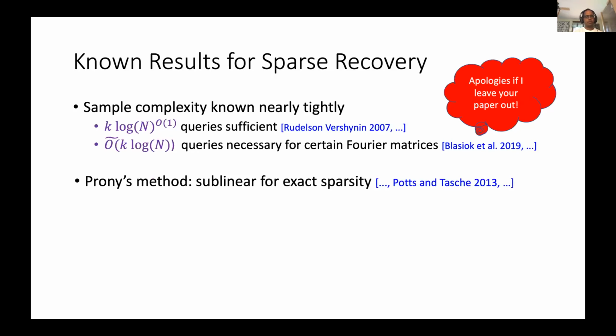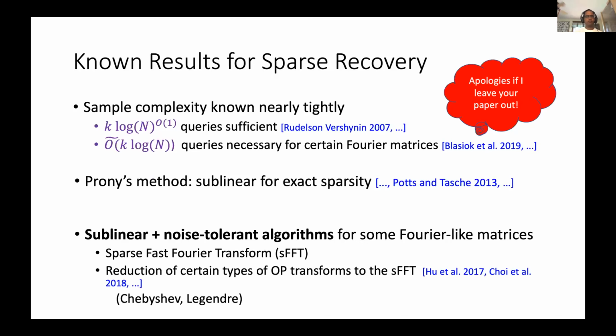And so there's also Prony's method, which actually allows you, in the exact sparse case, to solve this problem for pretty much any orthogonal polynomial in basically k log n time. And there's a bunch of work over here, including due to Potts and Tasche, and a bunch of other work. However, if what you're interested in is sublinear but also noise tolerant, as far as I know, for Prony's method there are no theoretical results that show that they work well with noise, though there are some experimental results that seem to indicate that they actually do fairly well in practice.